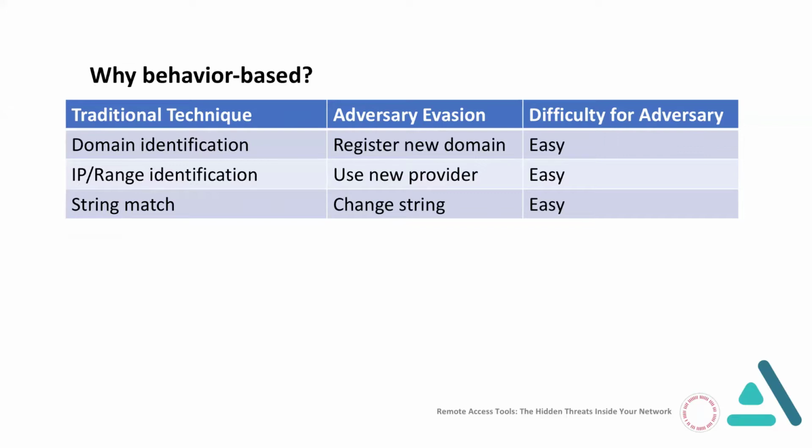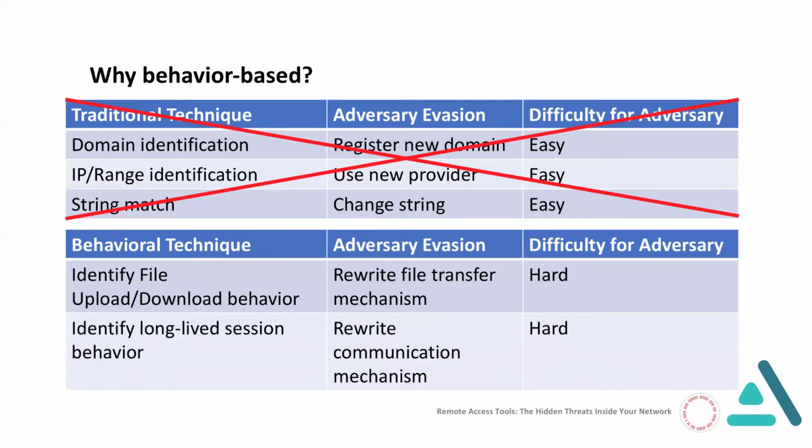Same idea with an IP or a range of IPs. They can use a new provider. They can do whatever they want. It's not that hard to avoid. And then string match. Well, for starters, string matches aren't very good. They don't identify things well. You have lots of false positives, and so that's the first problem. But it's really not that hard to change a string, especially if it's something that's sent in the protocol. Very, very easy to change.